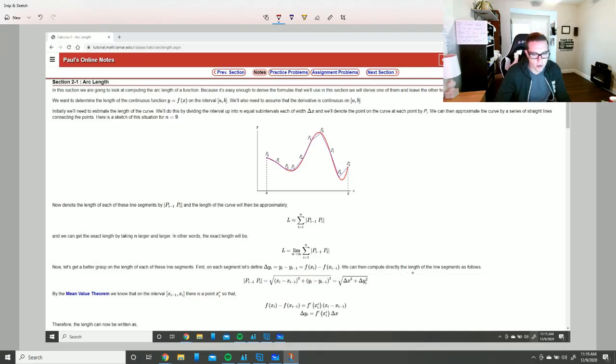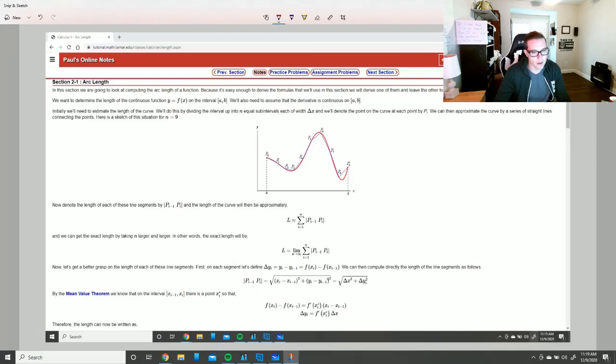We can then compute directly the length of the line segments as follows. To get this distance, for example, P0P1, do the square root of, and it's literally the distance formula. So right here, they're just using the distance formula between two unknown points, point 0 and point 1.